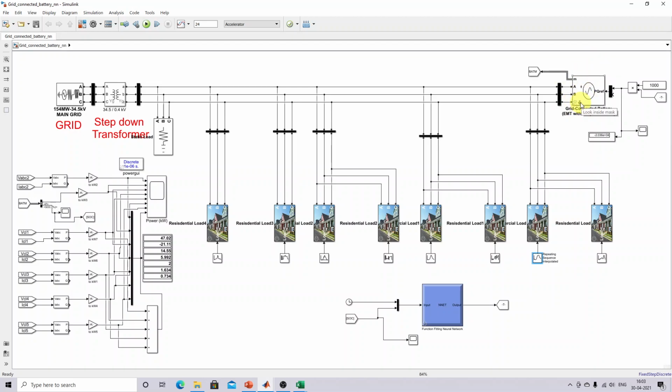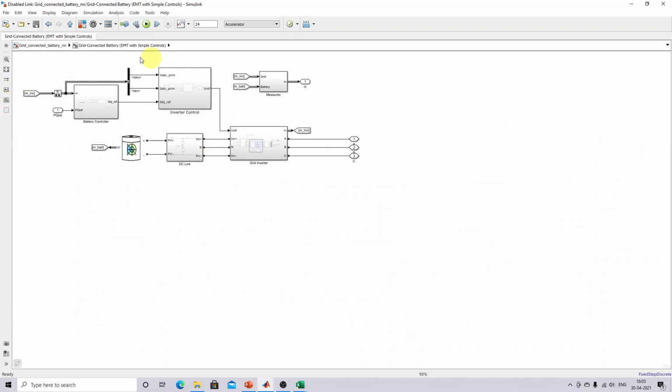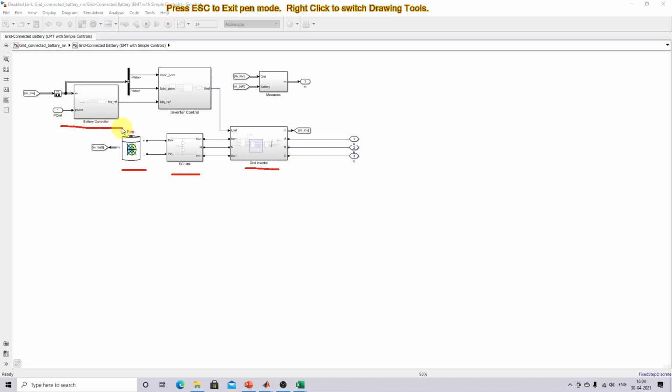So next we are going to see what is inside the grid connected battery. So this is the block inside the grid connected battery. It has a battery with the DC link, and then inverter, grid inverter, and then battery control. That means battery control is used to control the charging and discharging process of the battery, and then inverter control is used to control the grid inverter for synchronization with the grid. So this is the block inside the grid connected battery system.